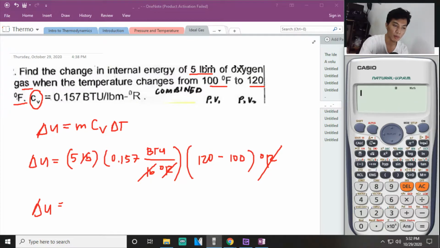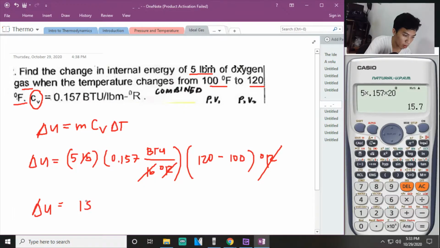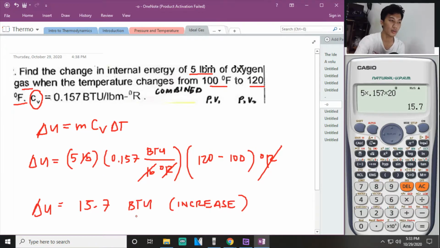So that is, solve natin. 5 times 0.157 times 120 minus 100, times 20 na kagad yan. That is 15.7 BTU. So, increase, hindi kasi negative. Nag-increase yung kanyang internal energy.